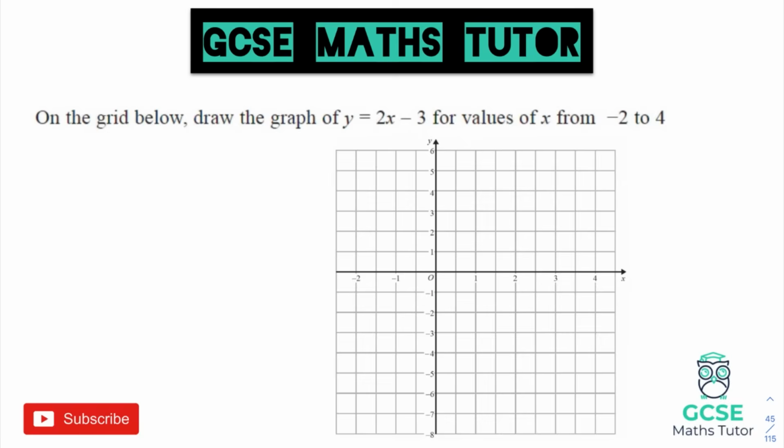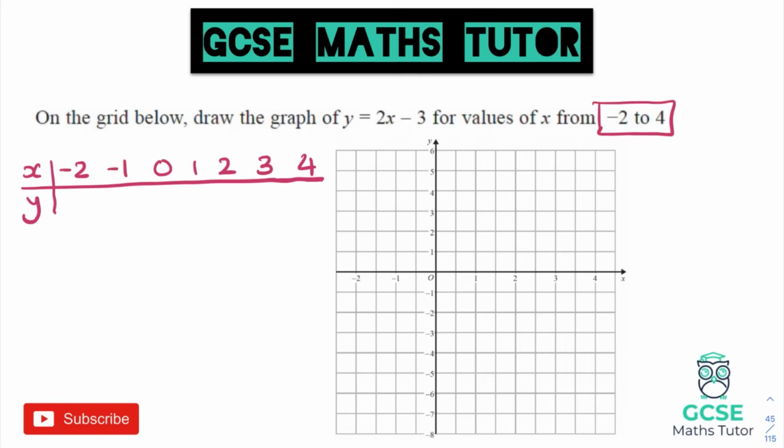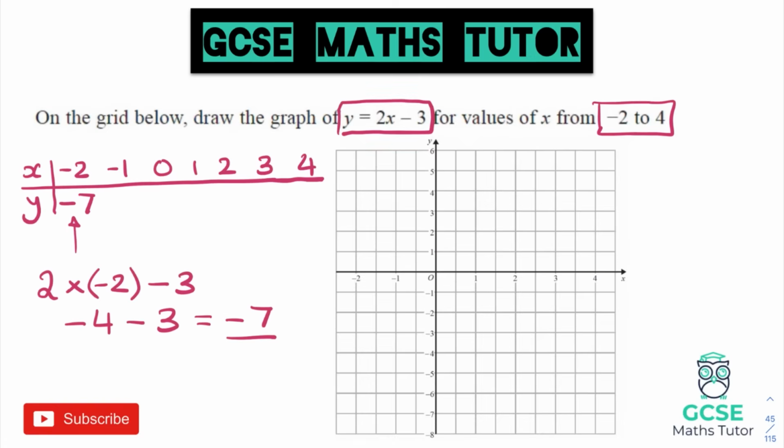If you're asked to draw a straight line graph, you may be given a table. If you're not, you need to draw that table yourself. Look at what x values you need. If it doesn't tell you, look at the x-axis, and then just substitute each value into your y equals equation that you have in order to find all of those y coordinates.